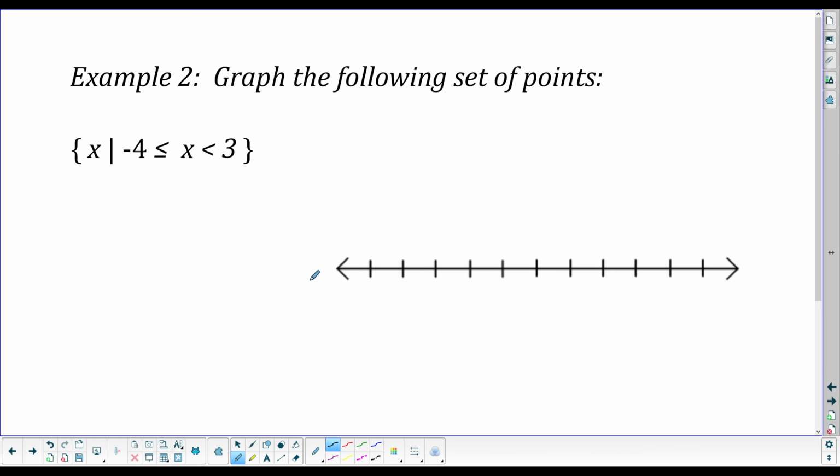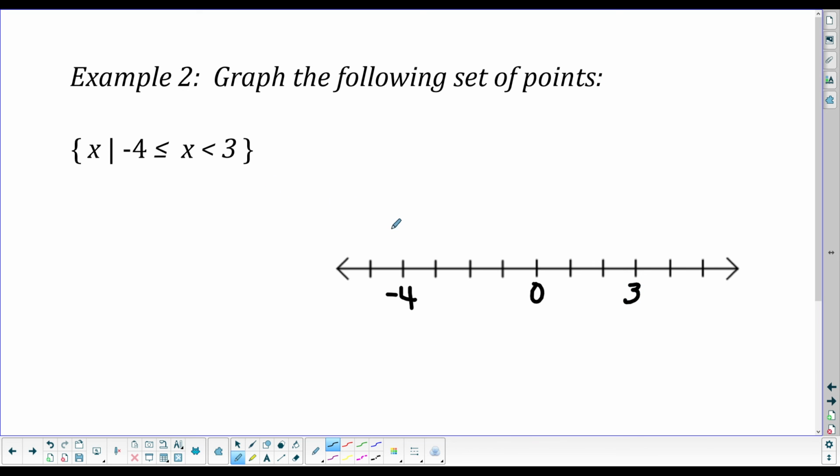So here's another example. They want you to graph this. This is using set builder notation. If I were to read this, I would say this is the set of all numbers x such that x is between -4 and +3. So x is greater than or equal to -4 and less than 3. So if I were to graph that, I'll call this 0, and so -1, 2, 3, 4. So here's -4, and here's +3.